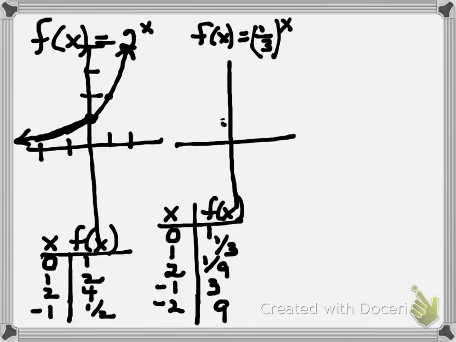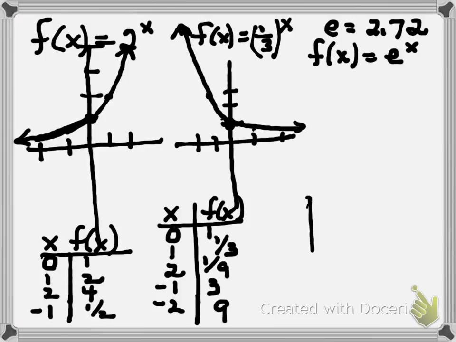So when we graph this, we have 0, 1. We have 1, 1/3. 2, 1/9, and we're getting closer and closer to the x-axis to the right of the y-axis. But on the other side of the y-axis, we have negative 1, 3, and we have negative 2, 9. And so it's going to go this way.